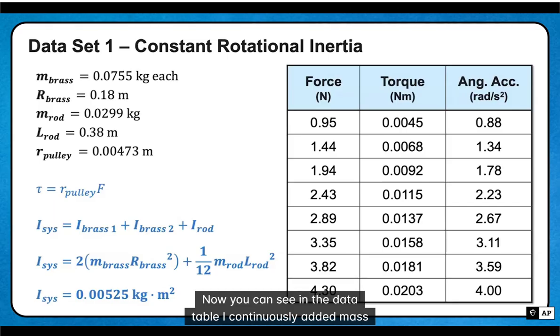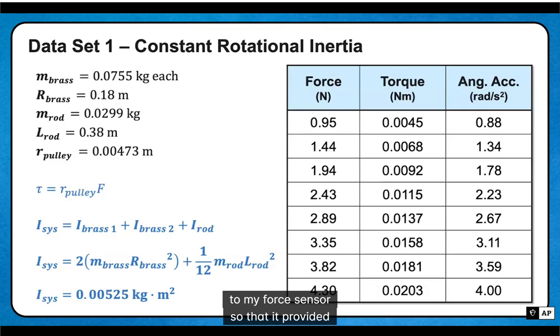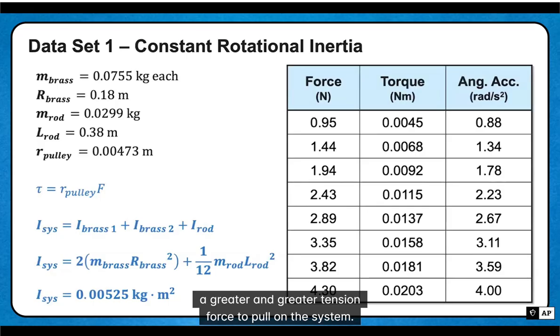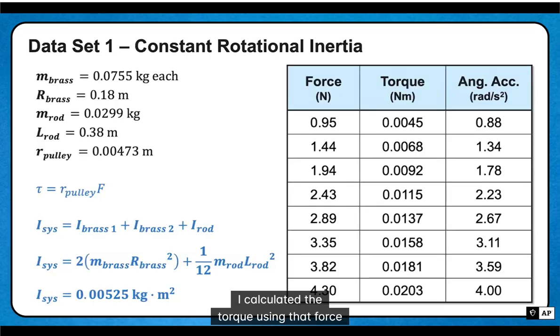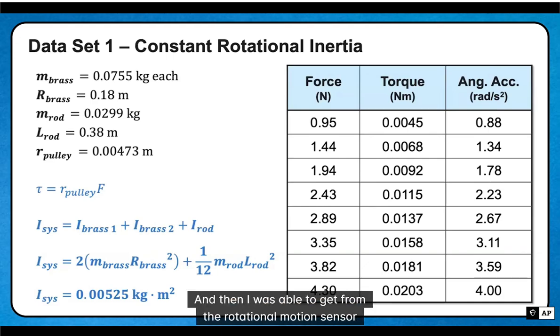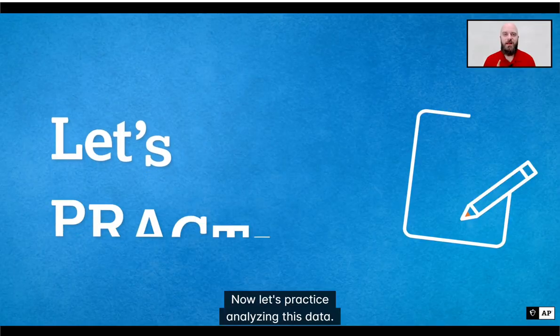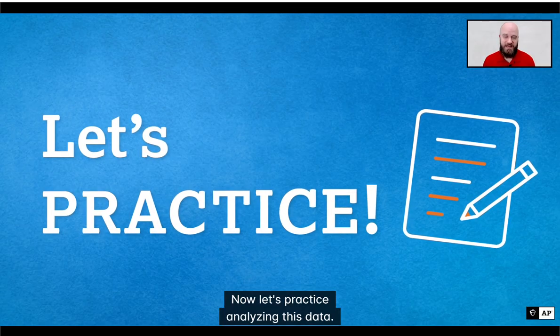Now you can see in the data table, I continuously added mass to my force sensor so that it provided a greater and greater tension force to pull on the system. I calculated the torque using that force times the radius of the pulley that the string was wrapped around. And then I was able to get from the rotational motion sensor data the angular acceleration for each of these trials. Now, let's practice analyzing this data.